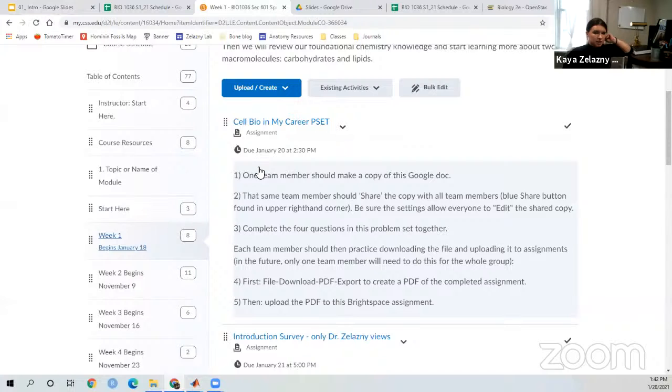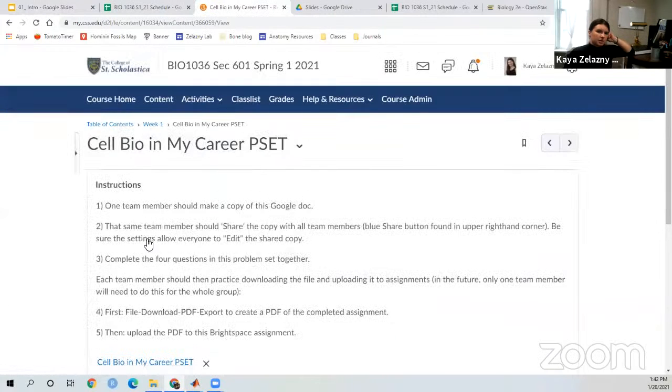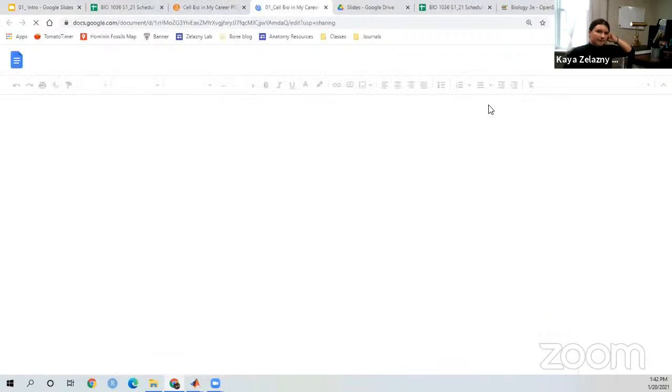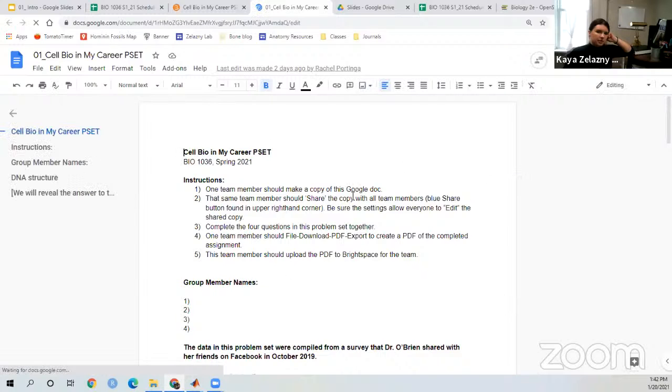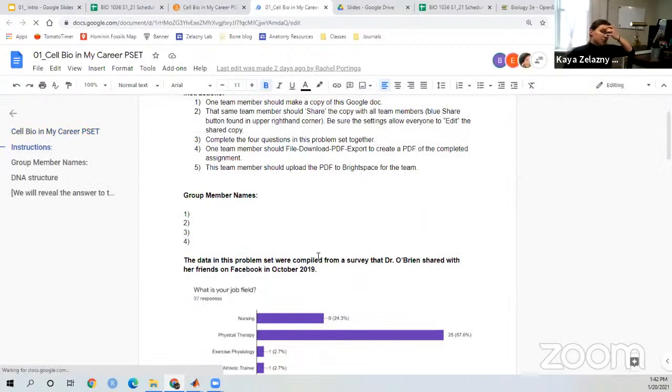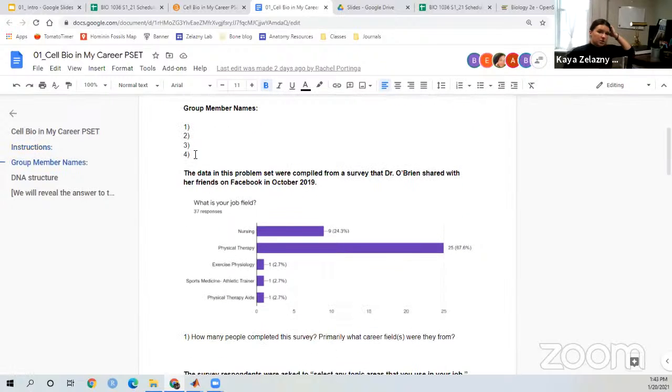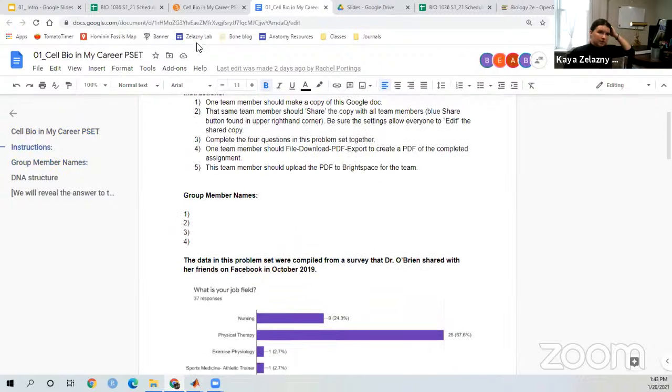Okay, so we're going to break out into groups. I'm going to open this up. You're going to see this problem set here with the instructions specifically. The data for this was from a survey compiled by Dr. O'Brien, who is an instructor for a different section of this course, that she compiled based on her friends in different fields and how they use cell biology in their jobs.